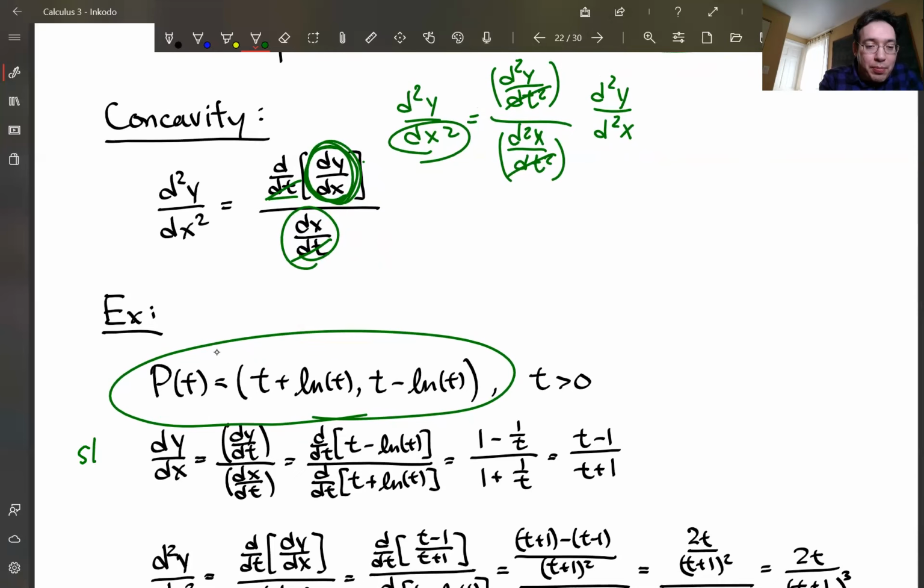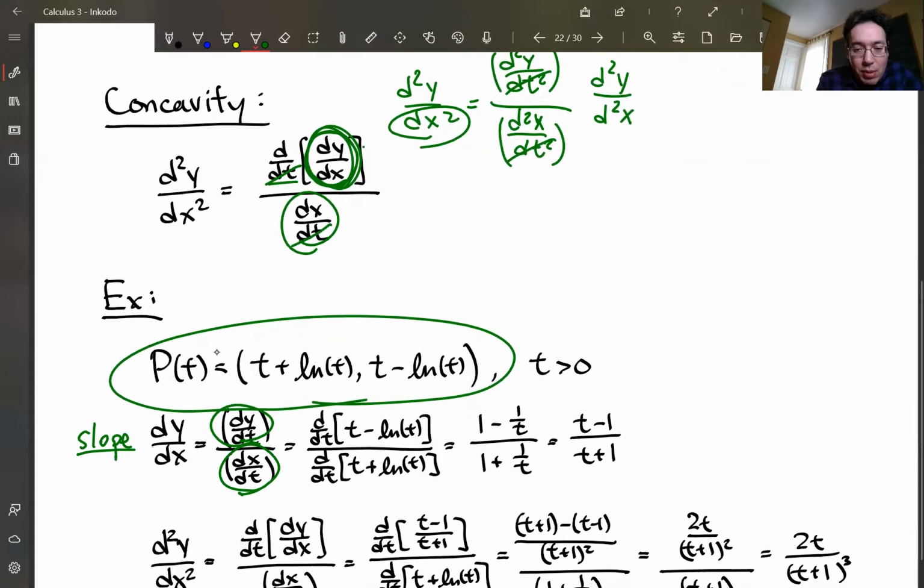So the slope is given by the derivative of y divided by the derivative of x. So this is the y component of the parametric equation, and this is the x component. And then we take the derivative. So the derivative of t is 1, and the derivative of natural log of t is 1 over t. So this is the expression we get. I do hate fractions inside of fractions. So it does simplify. If you multiply top and bottom by t and multiply across, then we'll get t minus 1 on the top and t plus 1 on the bottom.